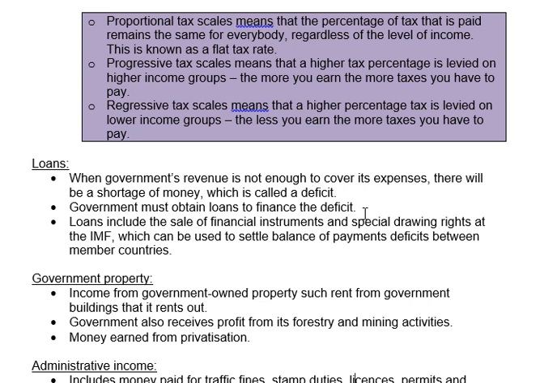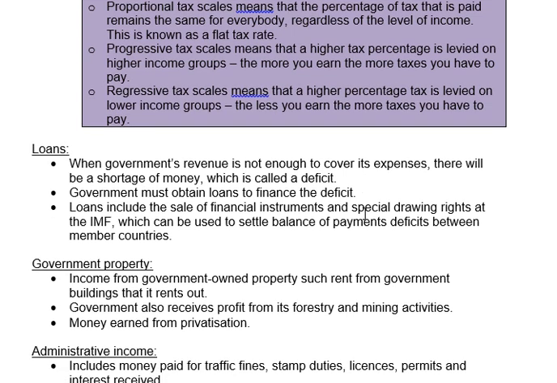Then we have the progressive tax scale. That is the one that we use. A progressive tax scale means that people that earn higher income pay a higher percentage tax. So a higher tax percentage is levied on higher income groups. The more you earn, the more you pay. Okay, our income tax is progressive. That's why it's called pay as you earn. The more you earn, the more you pay.